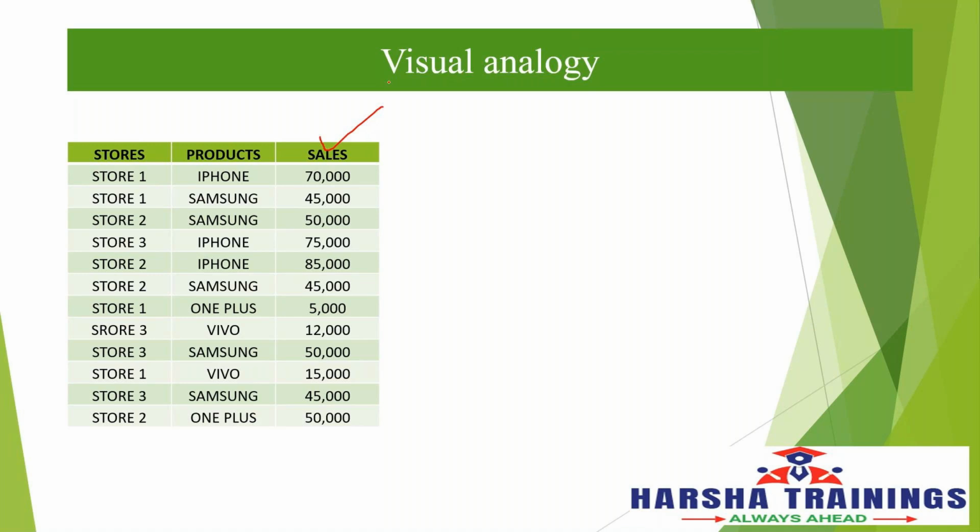Now I'm having these stores, the products and the sales. Now the same requirement I have: which store am I getting good and maximum sales from? Out of three stores, how many total sales are there? It means which store is giving maximum sales. Are you clear? I'm asking which store is giving good sales.